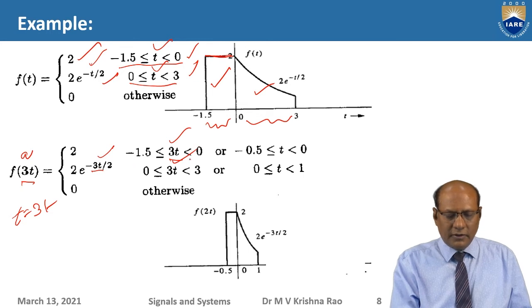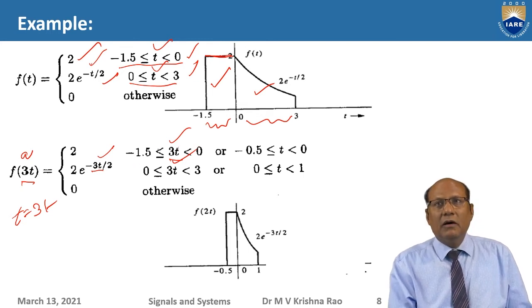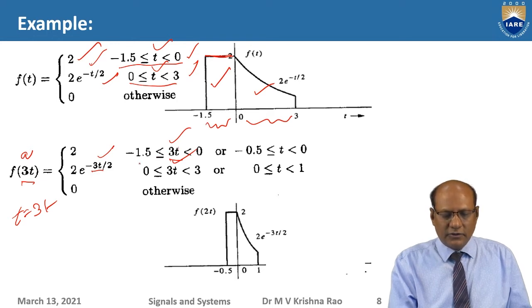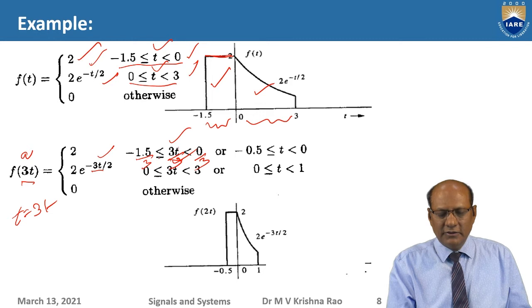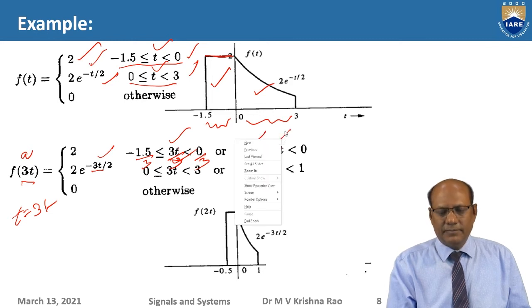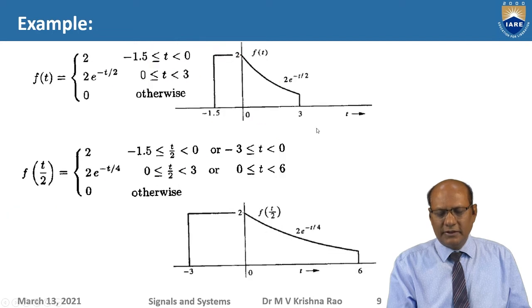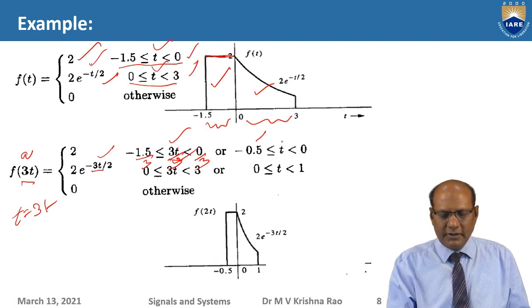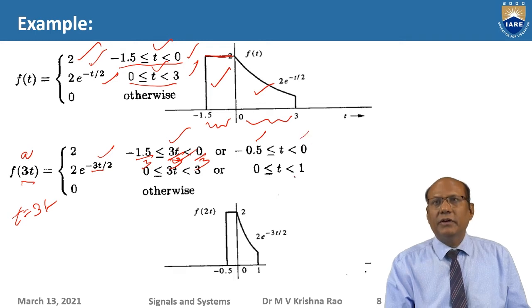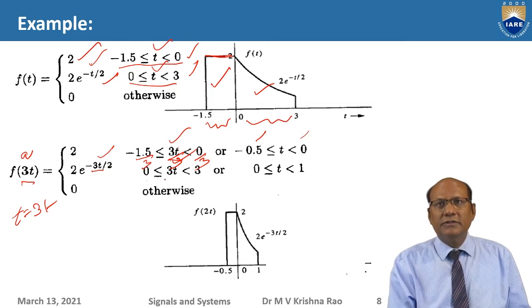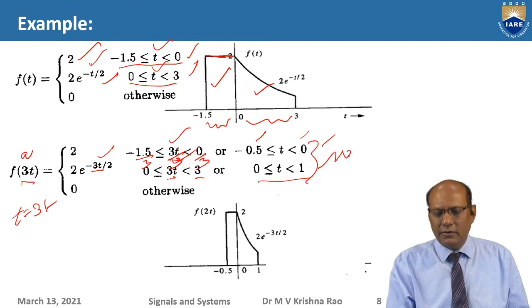Now when you reorganize the terms, every term is divided by 3. When you divide by 3, this is 1.5. 3t divided by 3 gives t, and 0 divided by 3 is 0. Ultimately, here also 3t divided by 3, and I get this. So this is the new range of the signal.